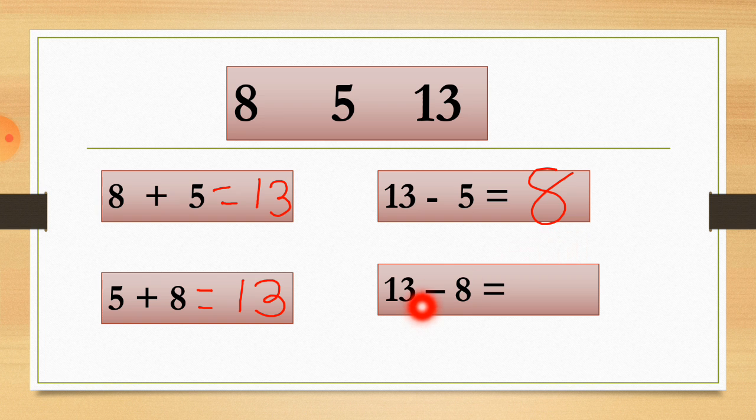Let's see here. The next example is from the family number. Here is the number 13 and here is the number 8. So draw 13 circles first and cut 8 circles from it. So which number will you get? You will get this number from the family as the answer.